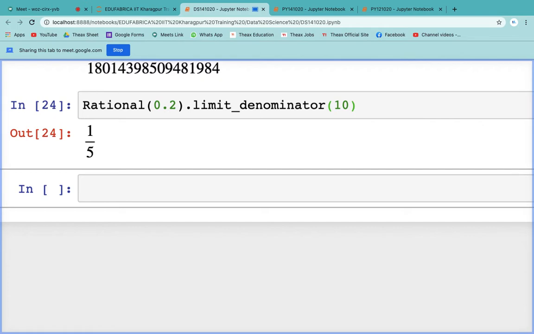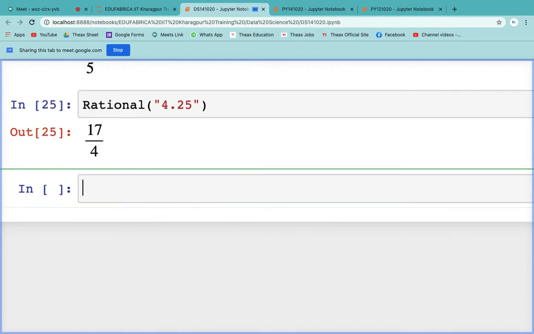Now sometimes you can even pass a string. Let's say for any fraction, if we talk about rational of 4.25, it's 17/4. So for any arbitrary precision, if you want to write it as a rational number, you can write it there and you will get it easily. These are the things you can get.